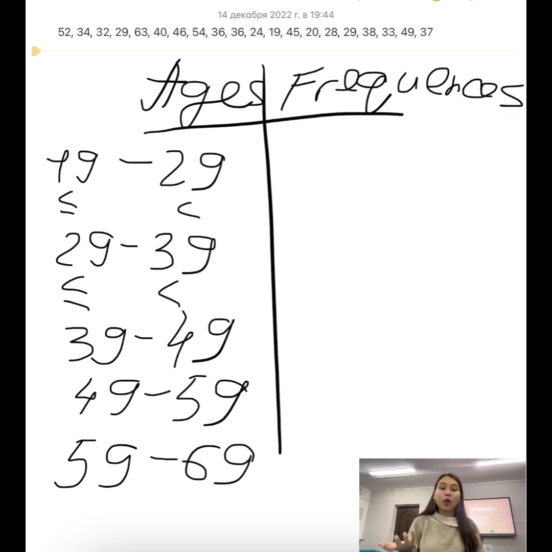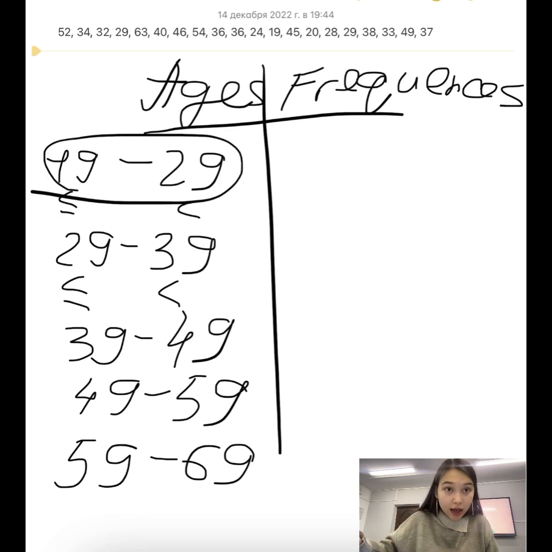And what is the frequency? It is the frequency of repeating. Here we have the definition of two frequencies. The first is absolute and the second is relative. The absolute frequency is just the number of times it is repeated. For example, let's decide how many times the interval from 19 to 29 repeats.